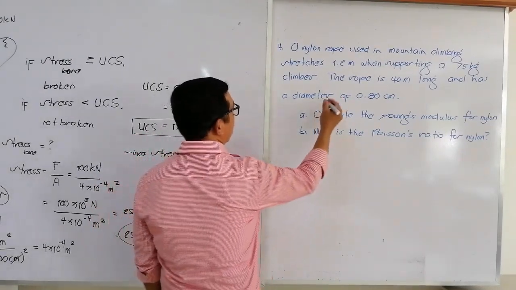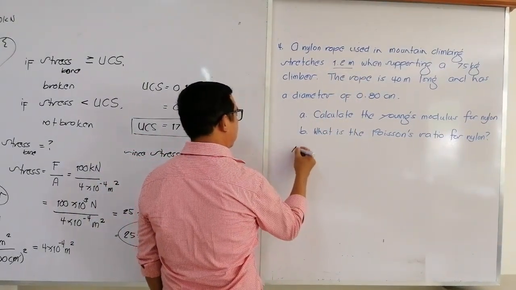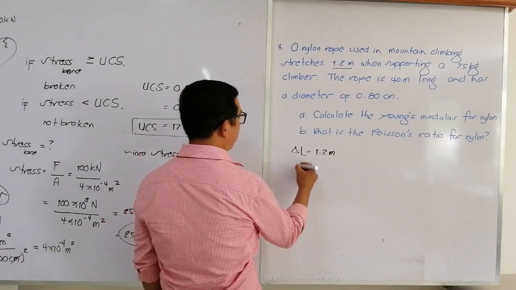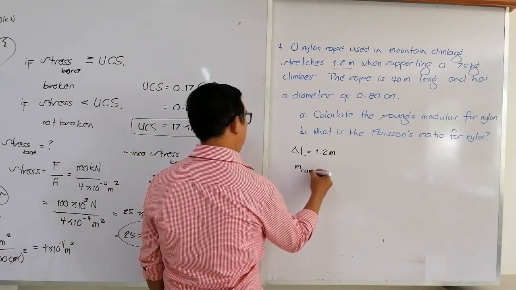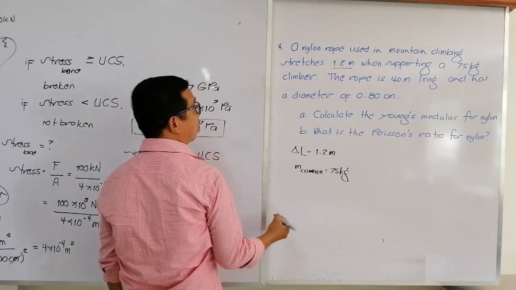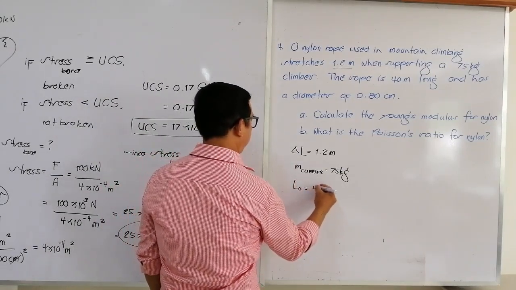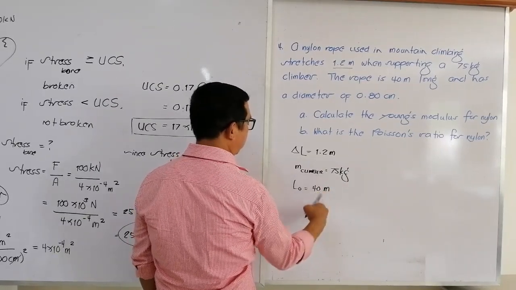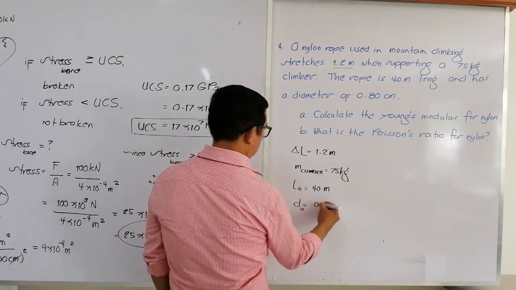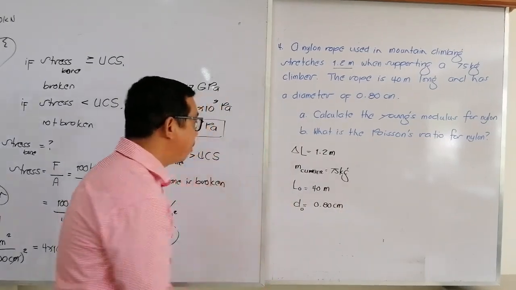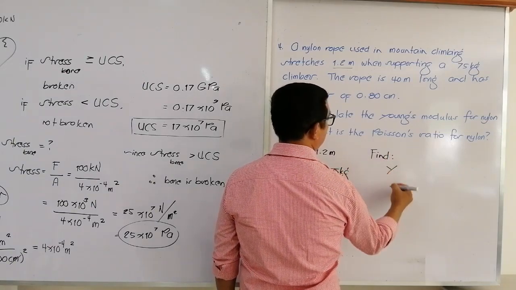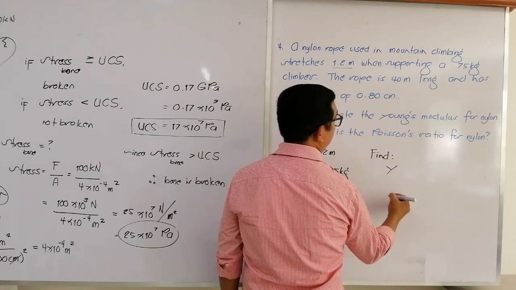Pare, ang nangyari, 1.2 meters corresponds to the amount of stretch or the change in length ng nylon rope. Tapos yung mass ng climber, 75 kilograms. The original length of the rope is 40 meters. At ang kanyang original diameter ay 0.80 cm. Now we are tasked to find the Young's modulus and Poisson's ratio.